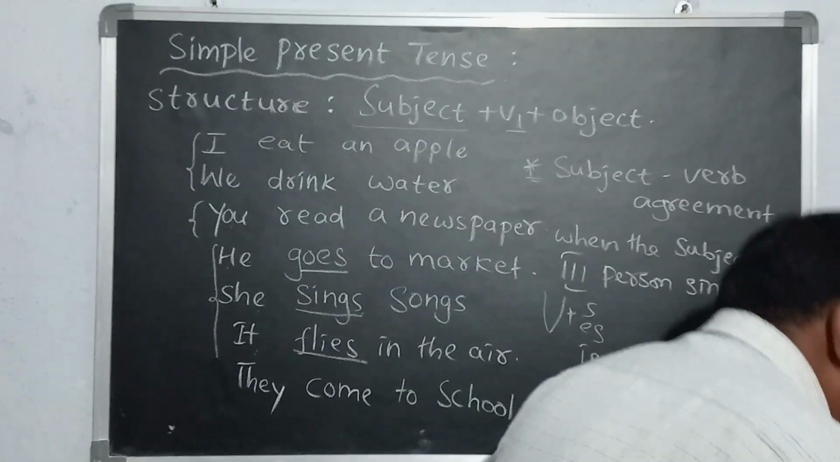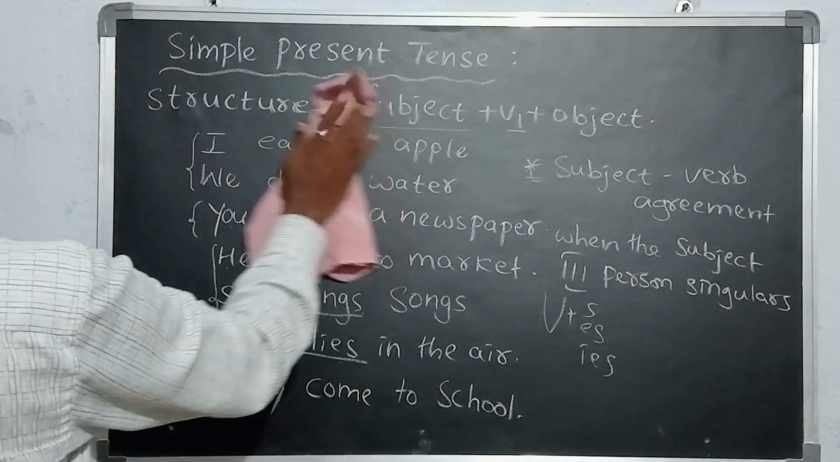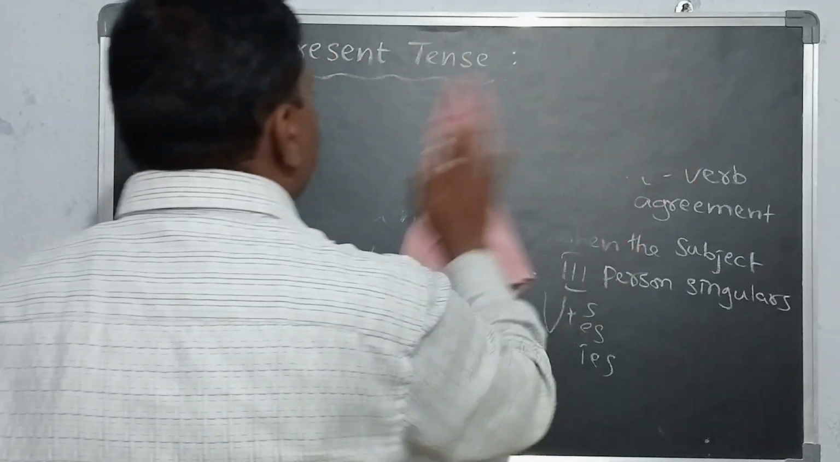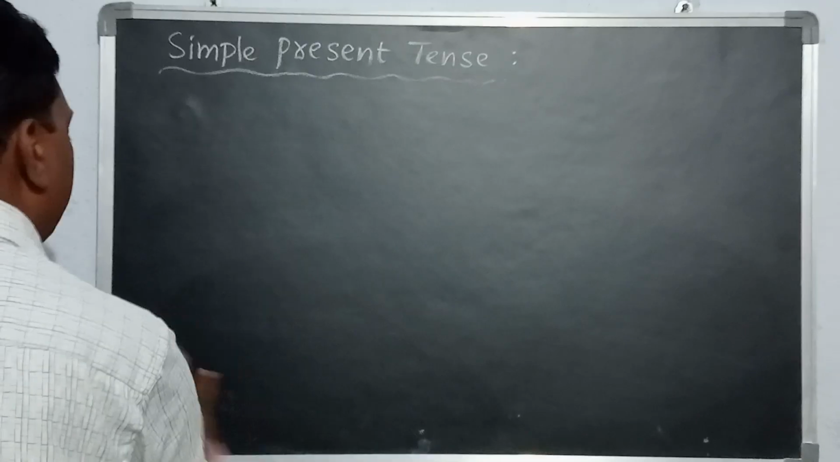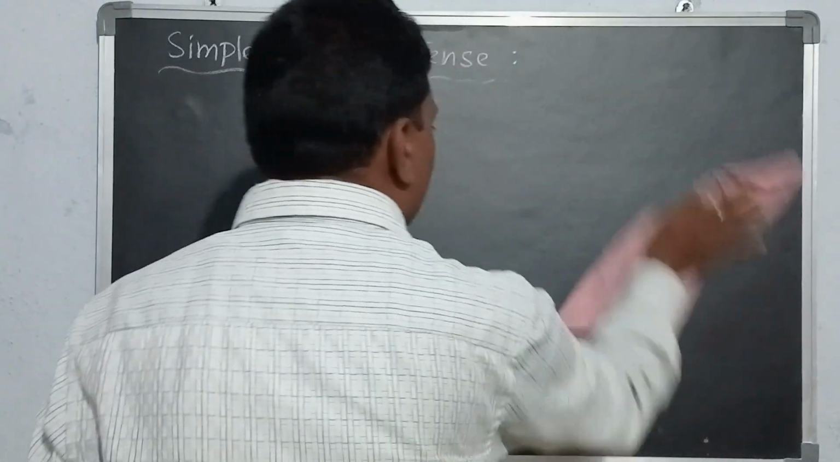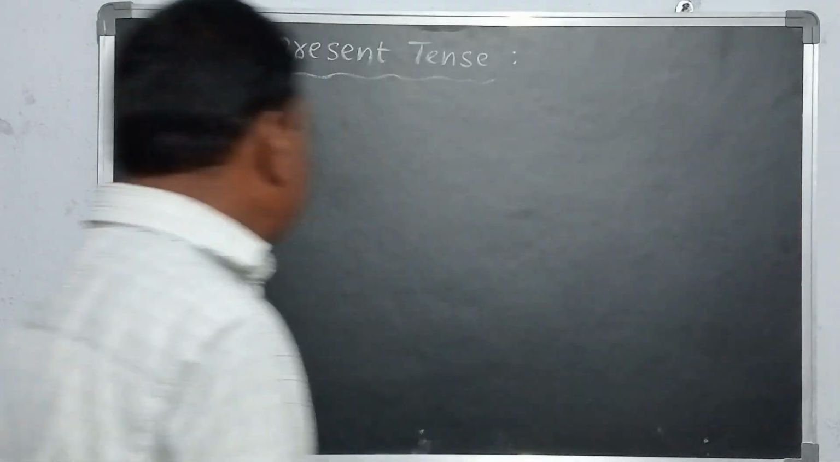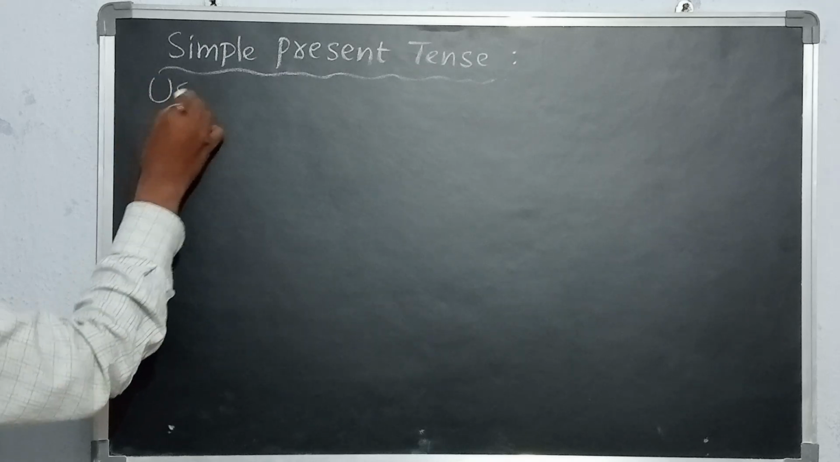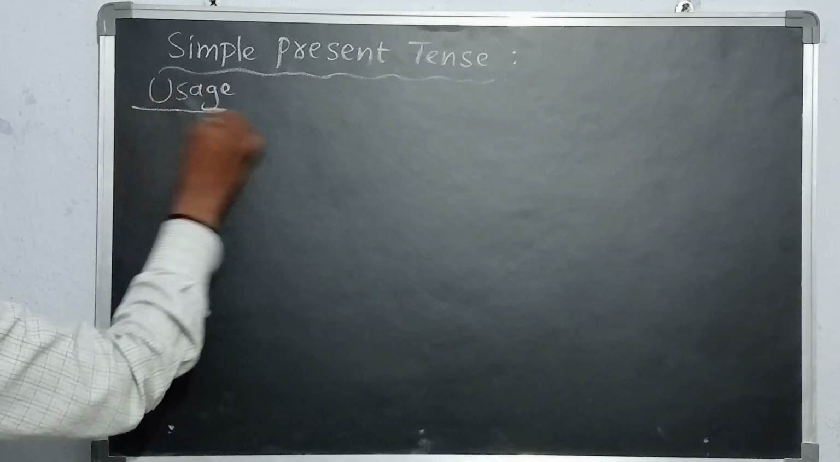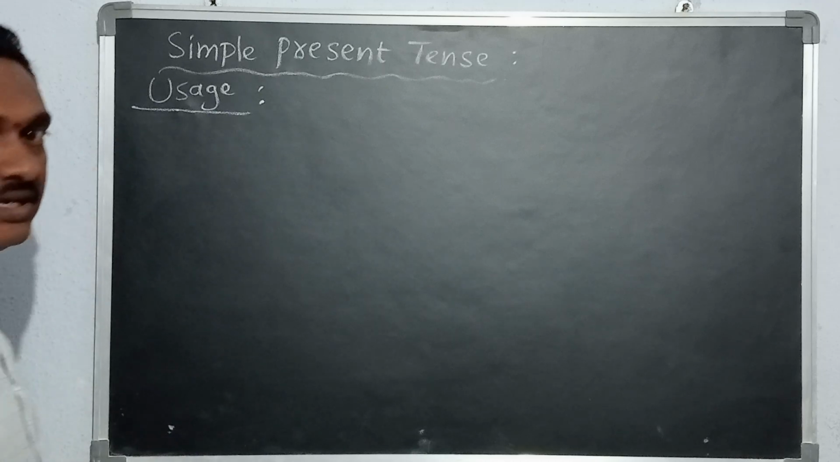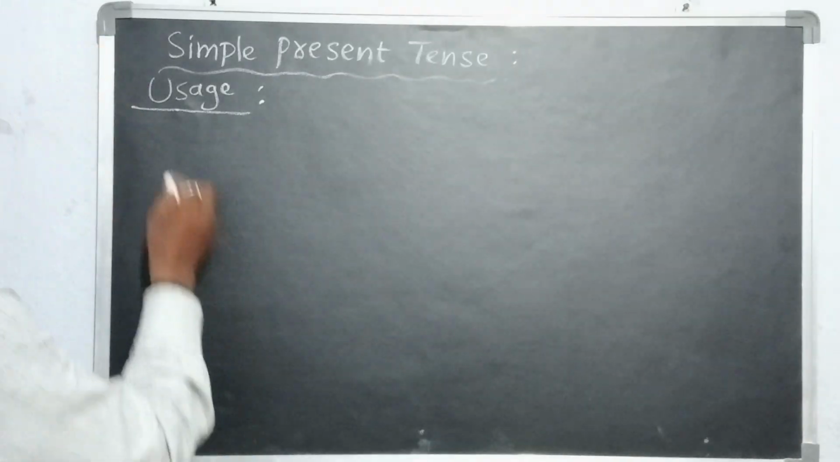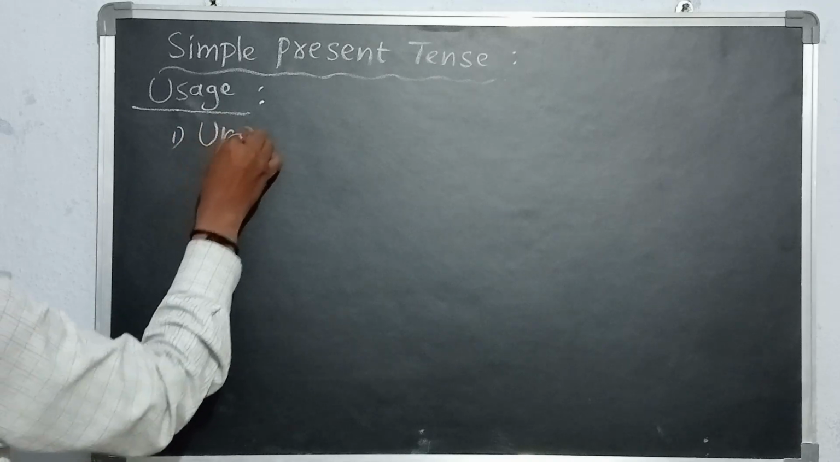Now we discuss the usage of simple present tense. The usage means when should we use simple present tense? First, the simple present tense is used to denote universal truths.